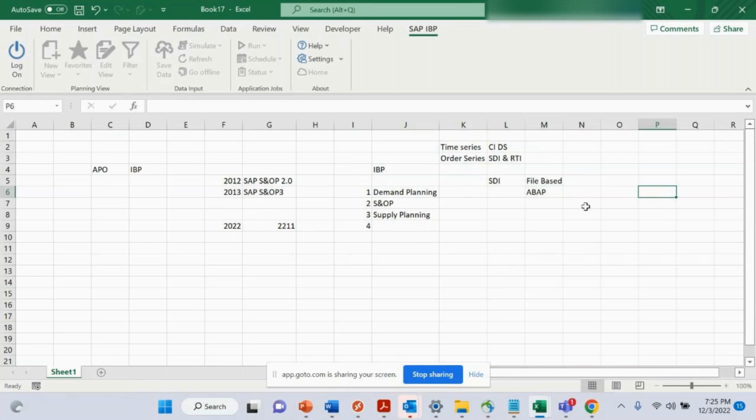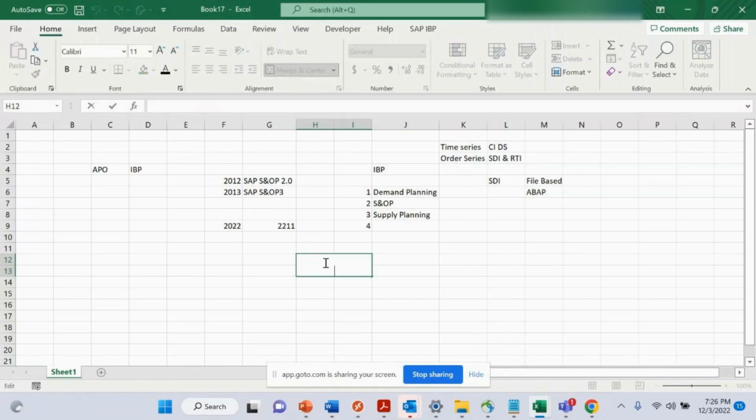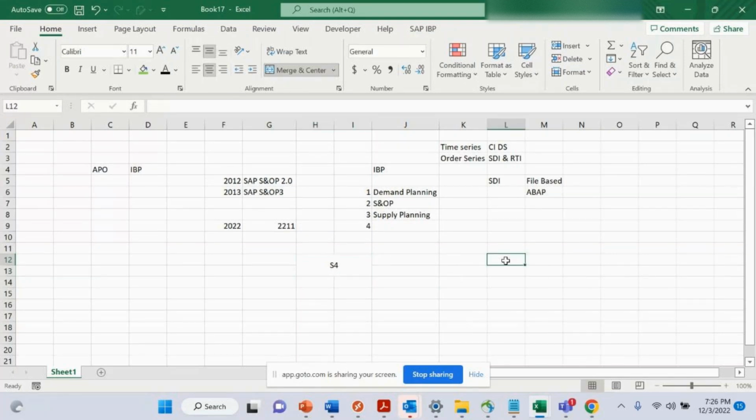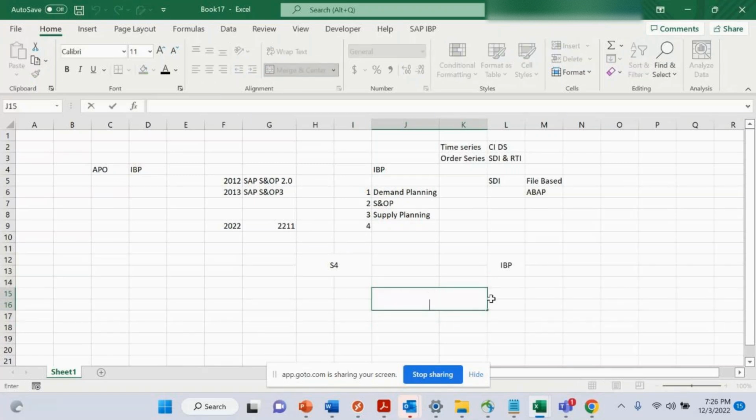What is the difference between these two in one liner? File based adapter means we are having one source system. Say that in the source system we are having S4 as a source system, okay, and we are having IBP, right? Now to integrate between these two, in case of file based adapter, we need to have one server in between. Like here you can say the SDI server.